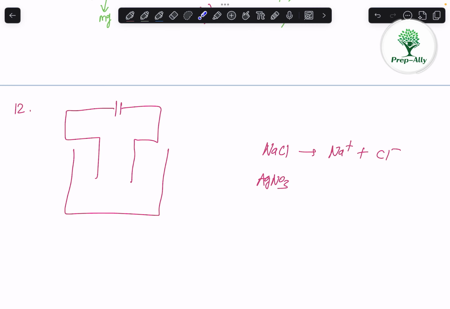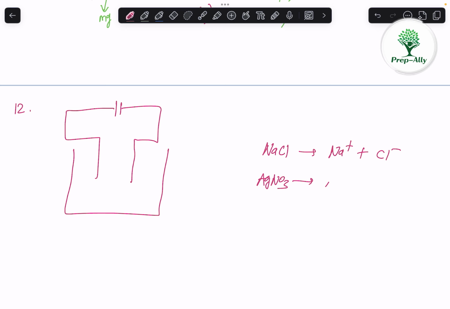So in this question, the current will flow if ions are created after dissolving in the water, and the ions will flow: positive ions will flow towards the negative terminal, and negative ions will flow towards the positive terminal. For example, if you dissolve sodium chloride, it will split up into Na plus and Cl minus, and Na plus will flow towards the negative terminal and Cl minus will flow towards the positive terminal, like this.